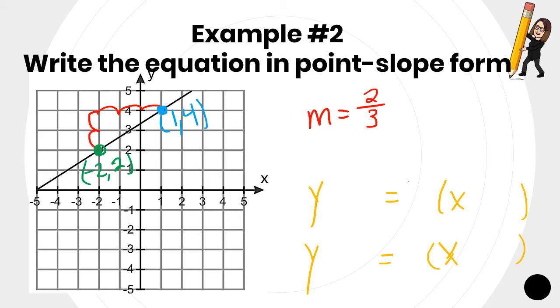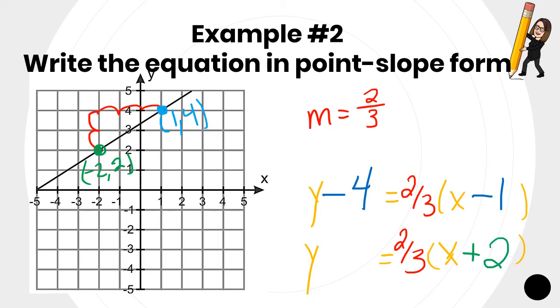So first, your slope always goes in front of your x. Now if I use the blue dot first, the x is 1, but I got to change the sign. The y is 4, but I got to change the sign. Let's look at the green dot. The x is -2, but I got to change the sign. The y is +2, but I got to change the sign. Okay, that special rule of changing the sign, we could get into that in another video, but for right now, just remember, change the x sign, change the y sign.